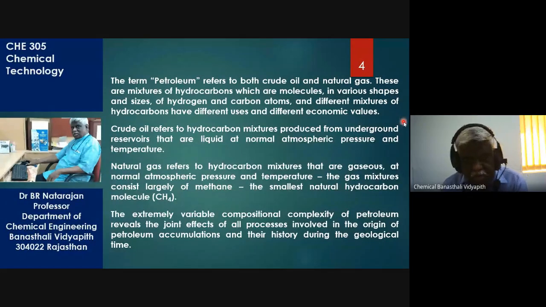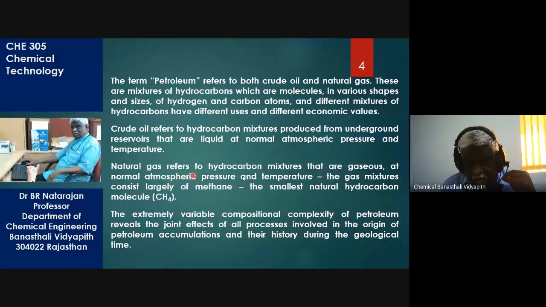You know the difference between the price of petrol and diesel, right? There was a time when diesel was almost half the price of petrol. Slowly it has caught up. Now, crude oil refers to hydrocarbon mixtures which are produced from underground reservoirs that are liquid at normal atmospheric pressure and temperature. So crude oil is something which, under normal atmospheric pressure and temperature, is a liquid. Only when I change the conditions does it form gaseous products, etc.